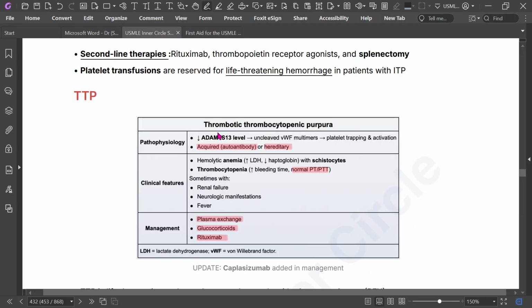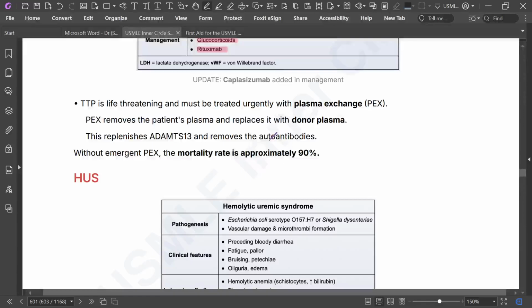Now, to review TTP: decreased ADAMTS13, which is a von Willebrand factor metalloprotease, leads to uncleaved von Willebrand factor multimers, and platelet trapping and activation. There is an acquired autoantibody or hereditary cause, with anemia, thrombocytopenia, acute kidney injury, fever, and neurological symptoms. Three things you can give: plasma exchange, glucocorticoid, and rituximab, an anti-CD20 antibody.